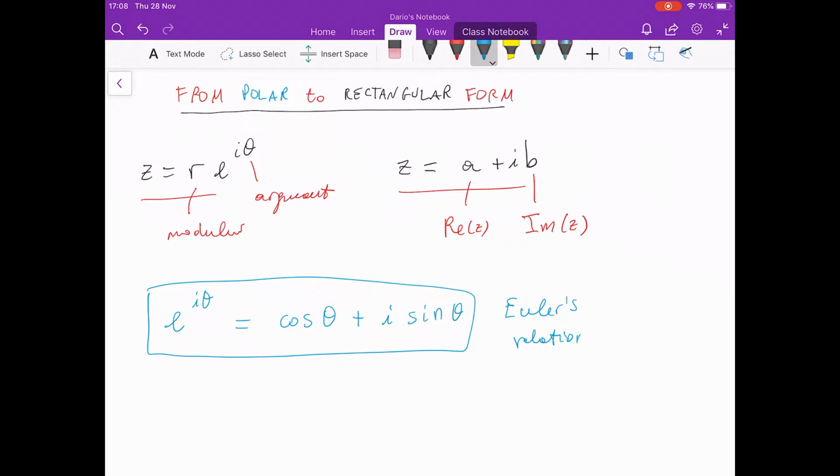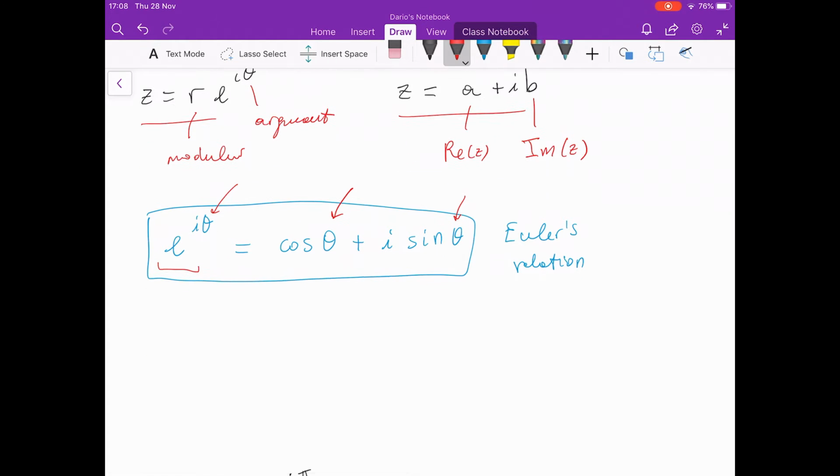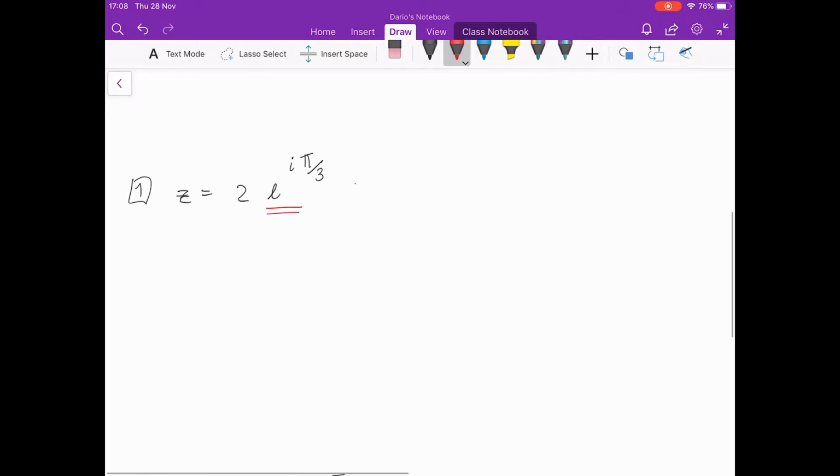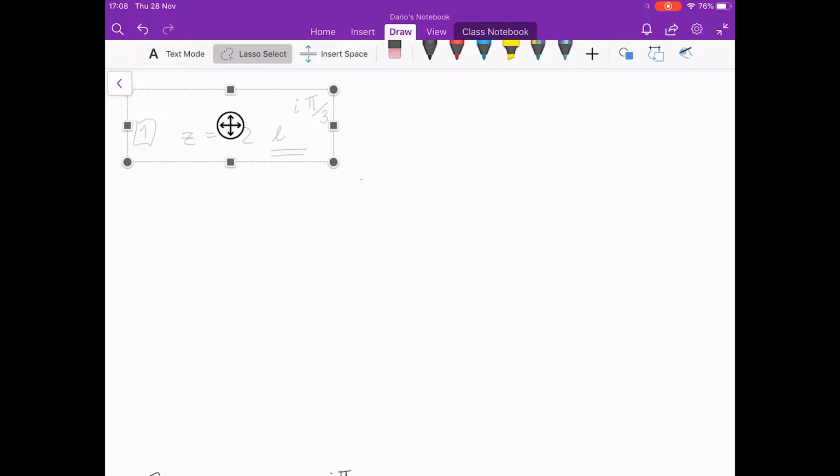And the way to apply this is to be able to recognize in our expression what theta is, and then just write down e^(iθ) as cosine plus i sine. Let's have a look at an example. So this is our first example, and in this example we have 2 times e^(iπ/3).